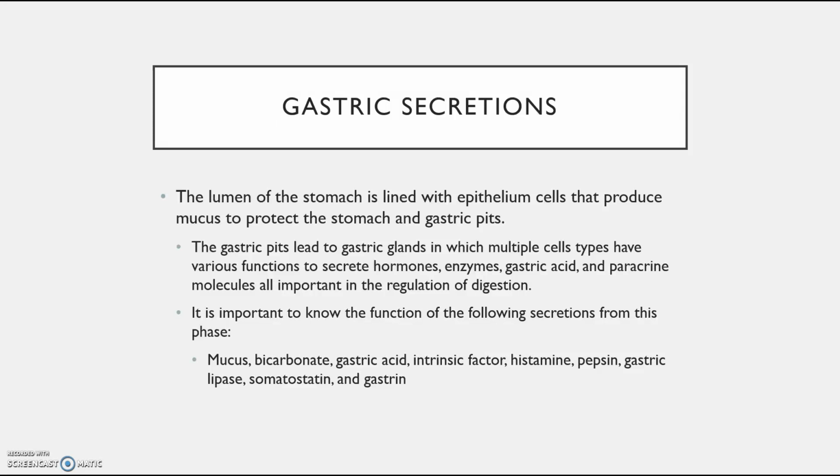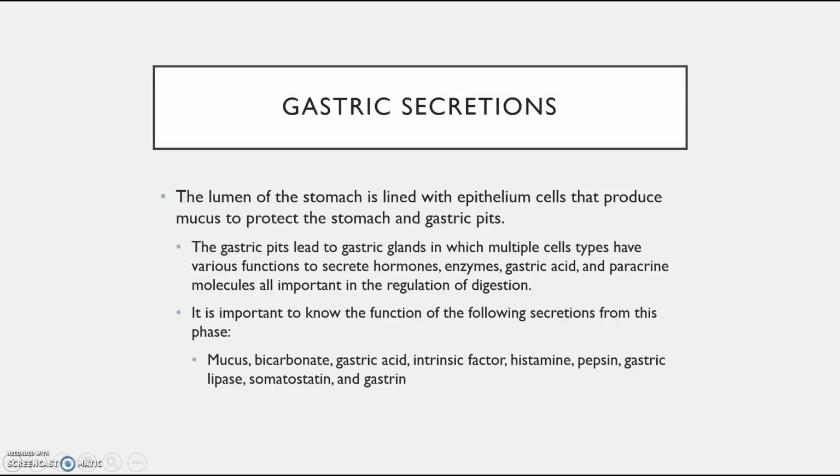So some of the important parts of the gastric system come from the basic anatomy of the stomach lining. The lumen of the stomach is lined with epithelial cells that produce mucus, and this is used to protect the stomach from the low pH of the gastric acid. Between these epithelial cells are gastric pits, which lead to gastric glands. These gastric glands have multiple cell types that all secrete different hormones, enzymes, gastric acid, and paracrine molecules that are all important in the regulation of the digestive system, and in this case, the gastric phase.